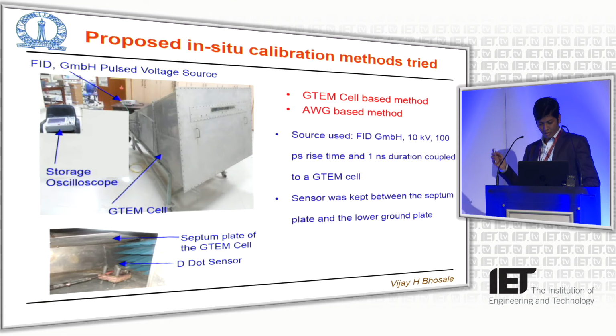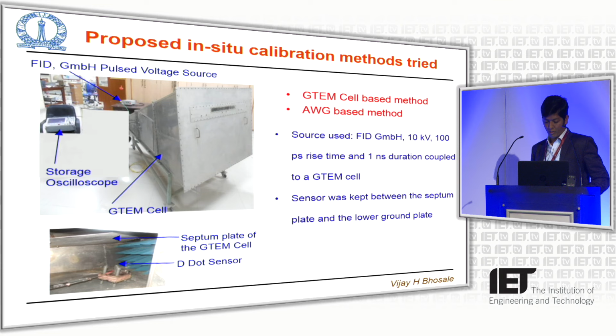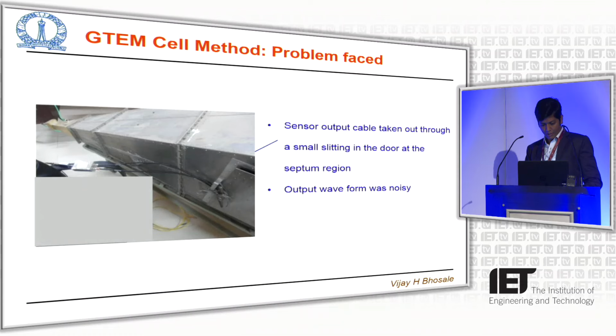Now, the calibration sensor we developed is compared with the GTEM cell based method and the AWG based method. The source used is the FID GmbH 10 kV, 100 picosecond rise time, 1 nanosecond duration pulse. This 1 nanosecond pulse is measured using a sensor. In both methods, the GTEM cell based method and the AWG based method, we calibrate the output pulse. We measure the output pulse taking care of the cable shielding and everything, so that it should not introduce additional EM field.